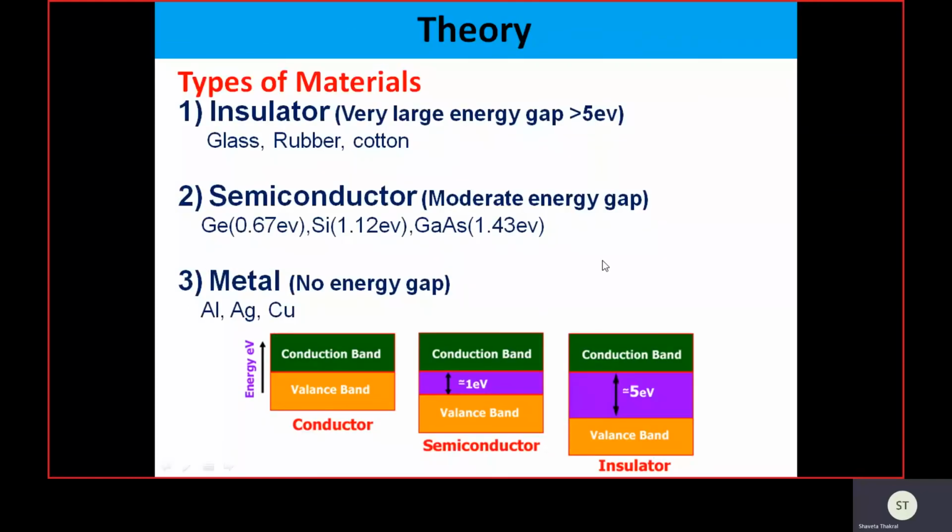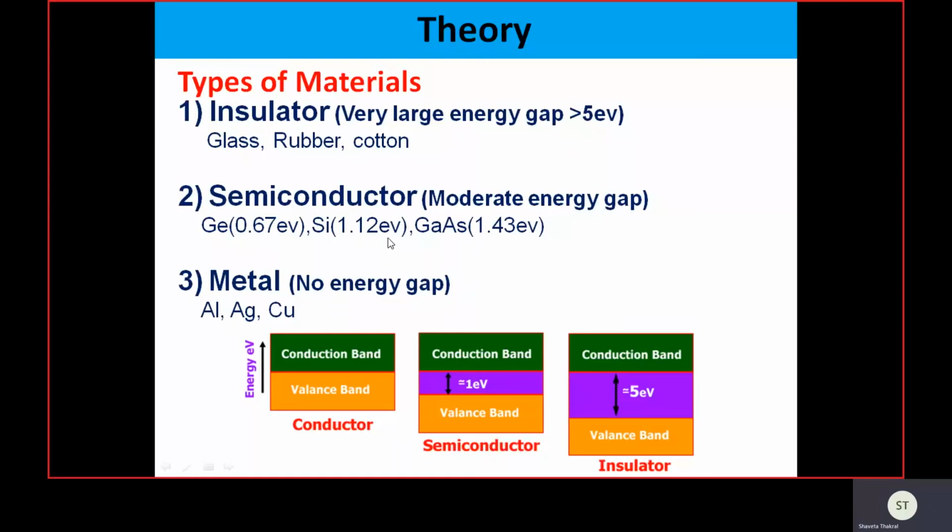Before going for the demonstration of the experiment, I would like to give you certain idea about the PN junction diode. We are aware that there are three types of materials: one is the insulator, second is the semiconductor, and the third is metal. The difference between these three materials is in terms of their energy gap. In the case of insulator, there is a very large energy gap, greater than 5 electron volt, and examples of insulator are glass, rubber and cotton.